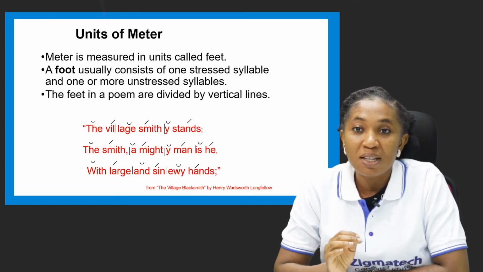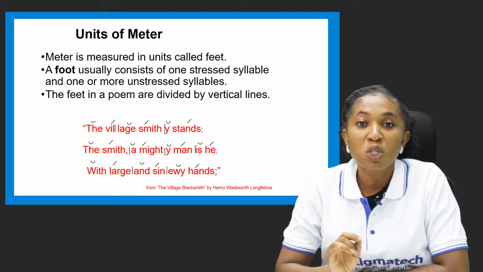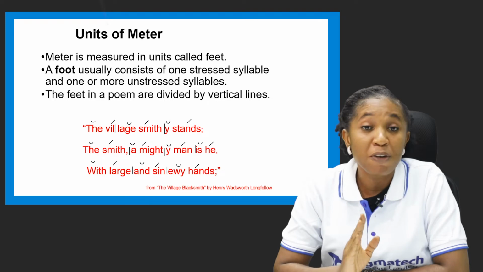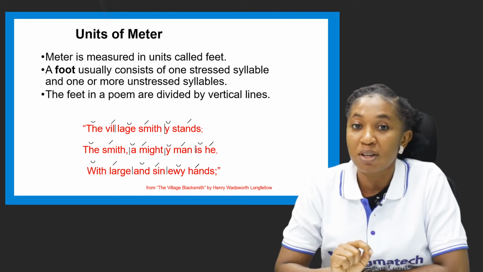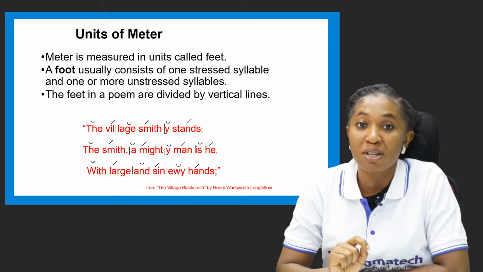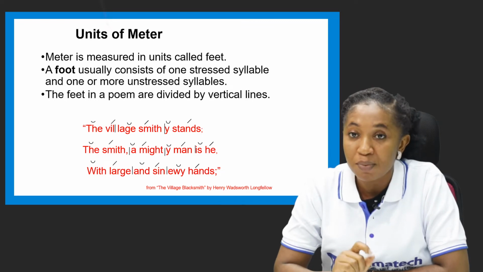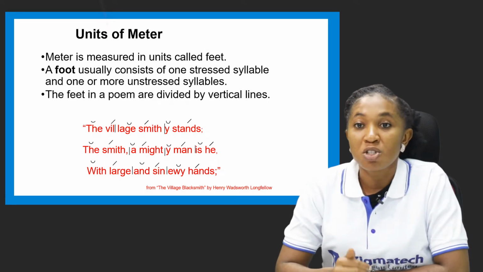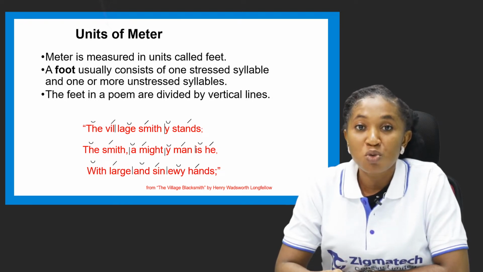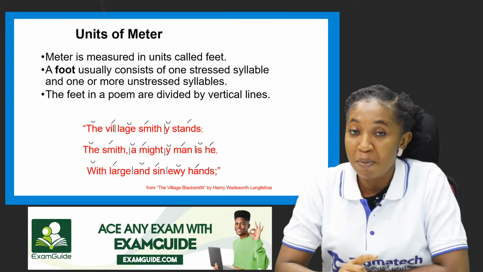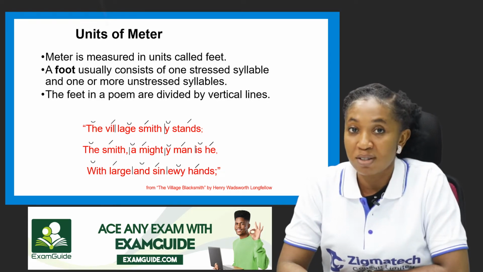The pattern, look at this, we have "the" and "vil". These two form what we call a foot. "The" is unstressed and "vil" is stressed. So these two syllables form what we call a foot. "Lidge" is unstressed, "Smith" is stressed. These two form what we call a foot. Remember, of these two parts, one is unstressed and one is stressed.